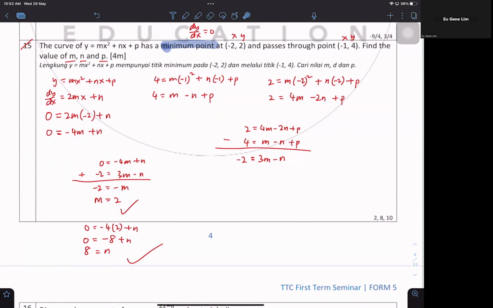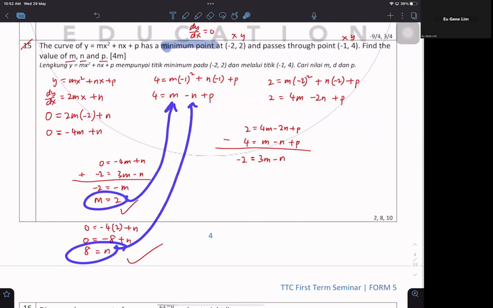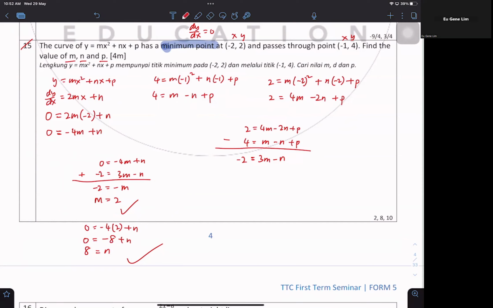Then last, how to get the p? You found the m and the n, right? So these two together sub into here. Then you will get the p. You sub the m and the n into this. Then you get the p. So 4 equals to 2 minus 8 plus p. No problem lah. Okay. p is 10. This one, yeah, a little bit challenging lah. Okay, good.